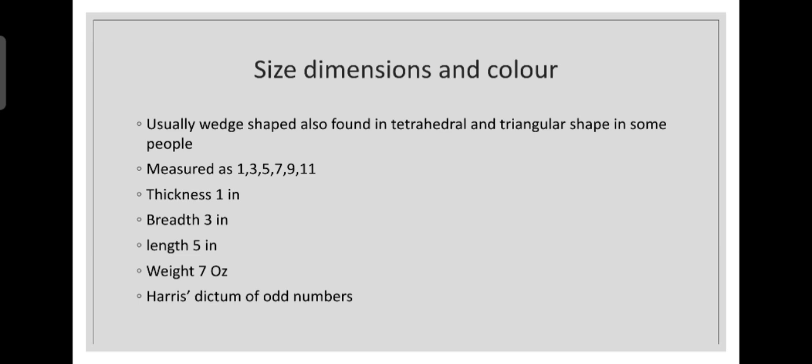Also we should know about the Harris dictum of odd numbers, which are the odd numbers from 1 to 11. They say about the size and structure of the spleen, such as the length is measured in inches, weight in oz. Okay, see here, thickness is 1 inch and then breadth is 3 inch, length is 5 inch, weight is 7 oz. Then present between the 9th and 11th ribs. So thus we can remember the external features, that is the size, dimension and the color of the spleen with this Harris dictum of numbers.